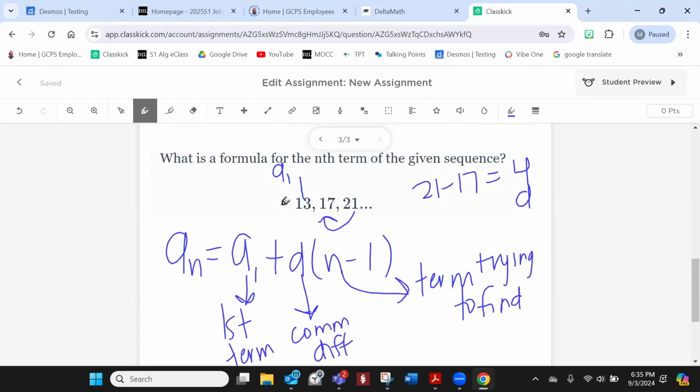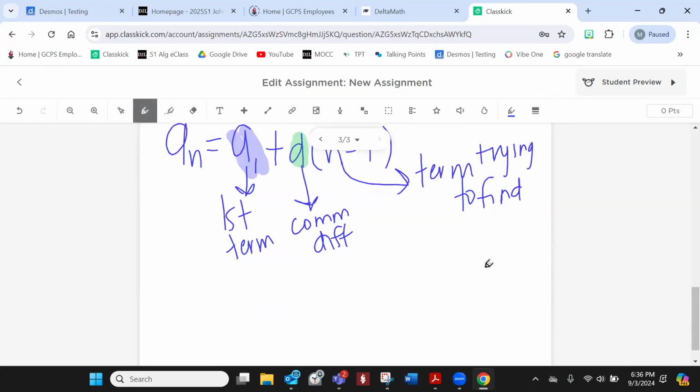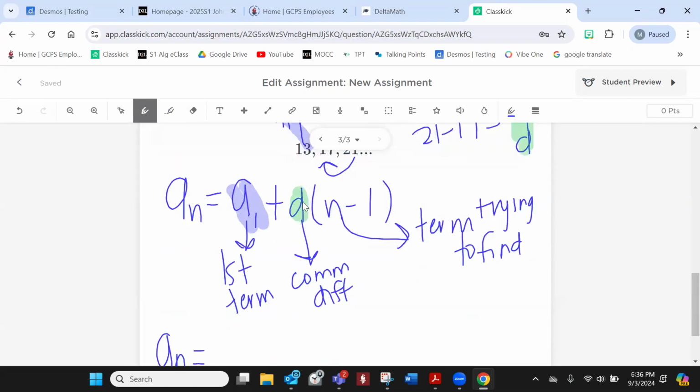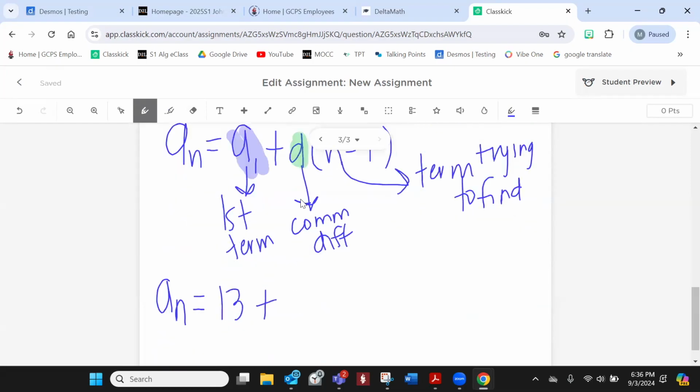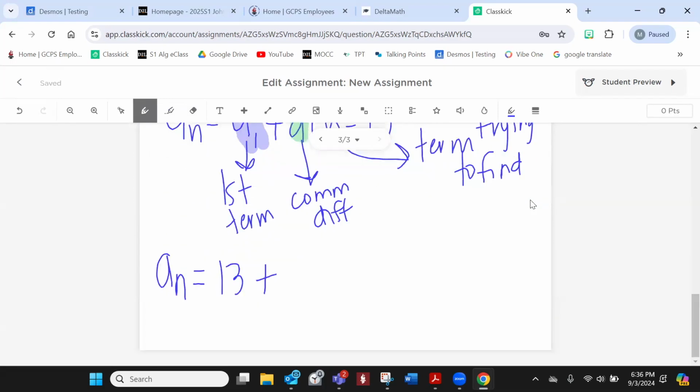All right, so when you write the formula, y'all, the only two things you're going to replace is a sub 1 and d. Those are the only things you replace. Everything else, you write the same. So look, it says a sub n equals, instead of me writing a sub 1, I'm going to put my first term, which is 13, plus the slope or the common difference, which is 4. And then I only highlighted two things, y'all. So I'm just going to replace n. I'm going to just bring down n minus 1.